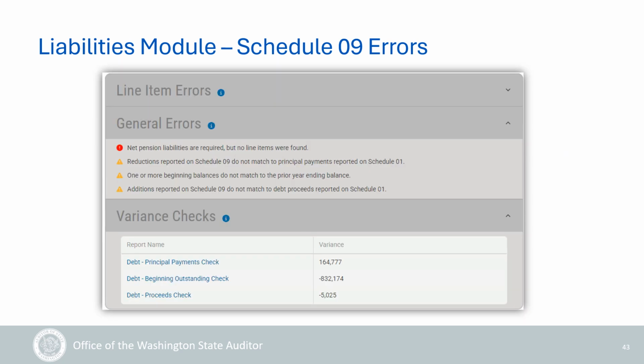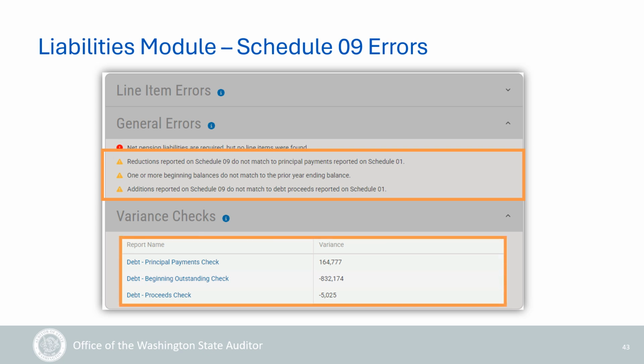If you are a previous filer, these warning errors under general errors might not look familiar because these are new for reporting fiscal year 2024. These warning errors are related to variances identified in the variance check reports directly below. The reason why they are now warning errors is because there are limited reasons when a variance here would be acceptable. This is meant to get your attention to review these variance check reports to confirm that the data reported is accurate.